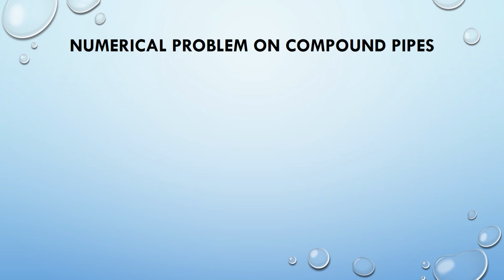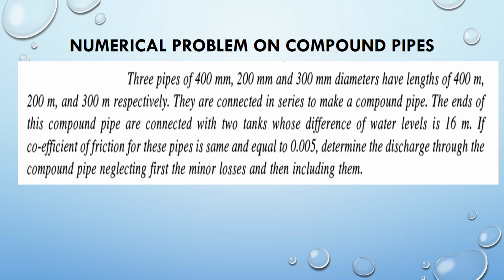Now we will see a problem on compound pipes. Three pipes of 400 mm, 200 mm and 300 mm diameters have lengths 400 meter, 200 meter, and 300 meter respectively. They are connected in series to make a compound pipe. The ends of this compound pipe are connected with two tanks whose difference of water levels is 16 meter.